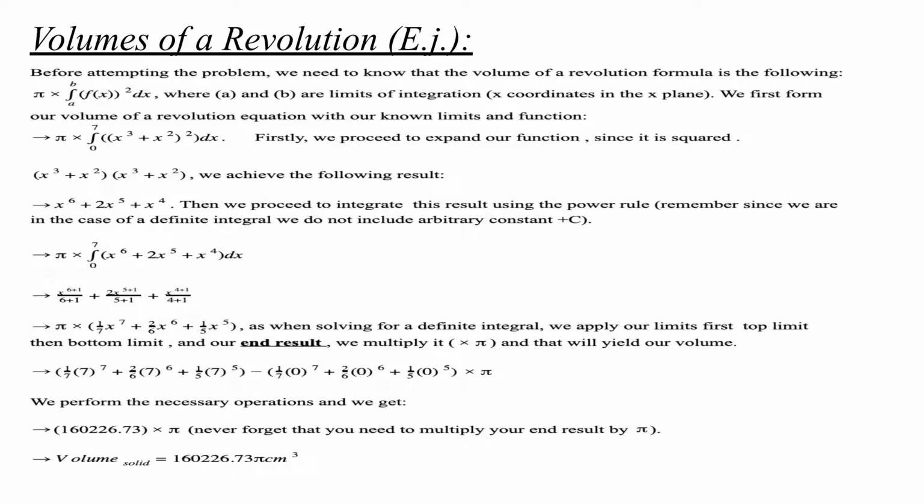Firstly, we proceed to expand our function f(x) since it is squared. As shown in that step, we achieve the following result: x to the 6th plus 2x to the 5th plus x to the 4th. Then we proceed to integrate this result using the power rule.